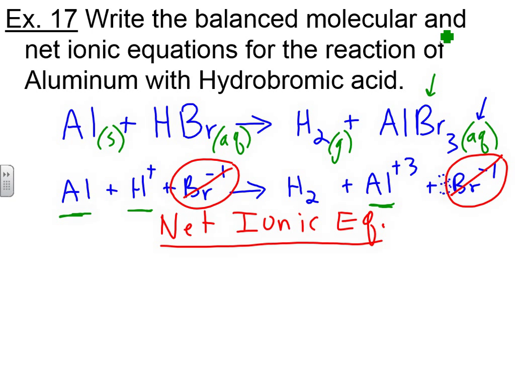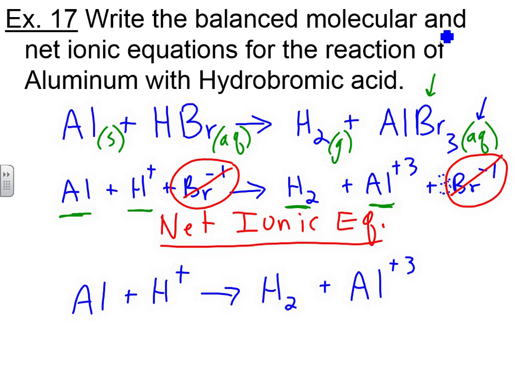So when we write the net ionic equation, remember we bring down everything that changes. So we get aluminum plus hydrogen ion, giving you H2 plus aluminum ion. And again, this is the beauty of writing a net ionic equation. You can clearly see aluminum gets oxidized. You can clearly see hydrogen gets reduced. Now, aluminum gets oxidized to a +3 charge, which means we must have 3 hydrogens doing the bidding. And our equation must be balanced.